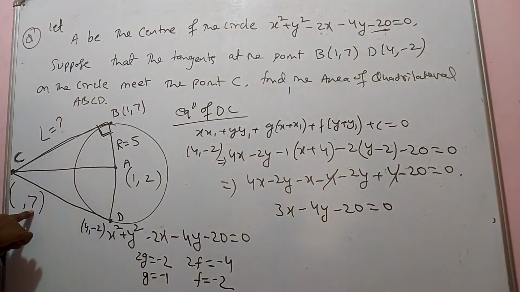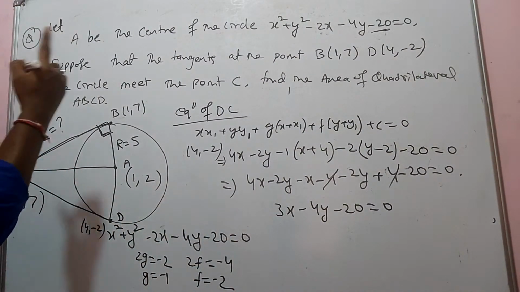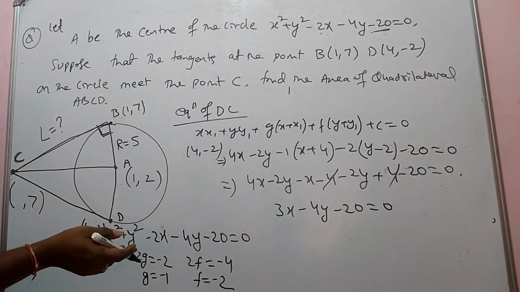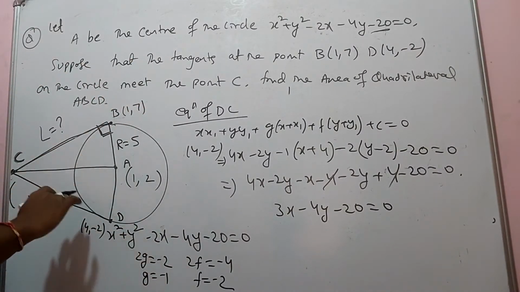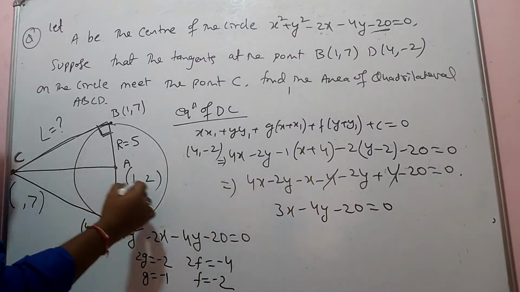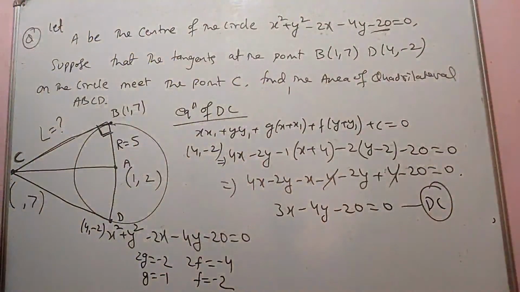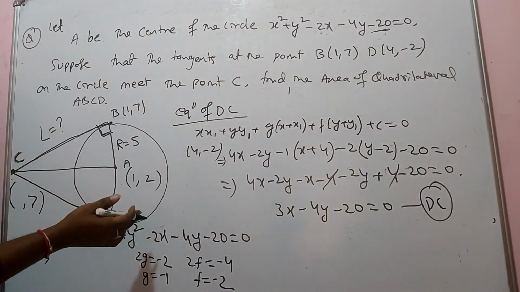So the y value I can substitute, 7, here to get x. The y value I got is 7, right? You have to simplify both equations. One equation I got directly: y equal to 7. This is the tangent equation of DC I got, and that is the tangent equation of BC I got. BC is y is equal to 7.